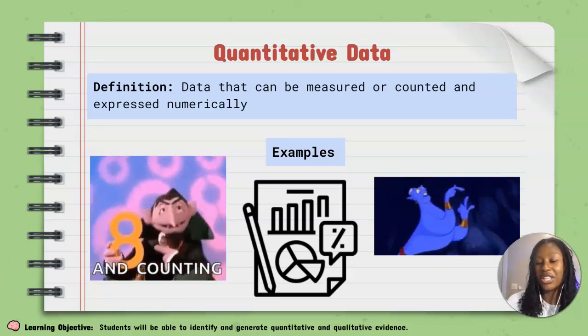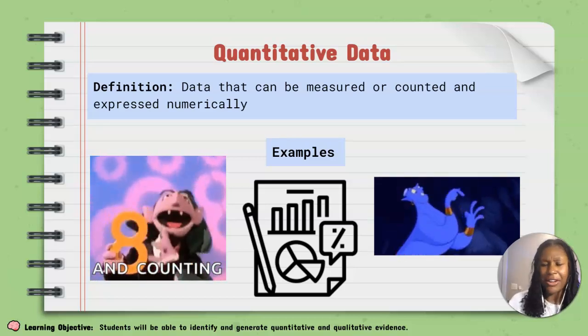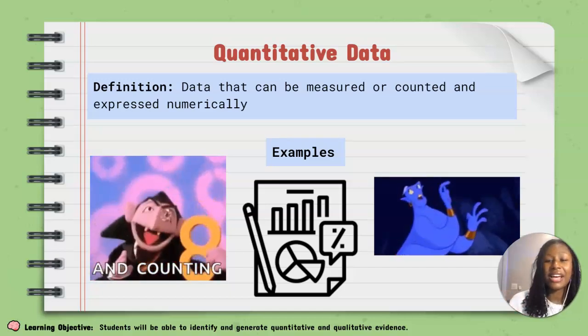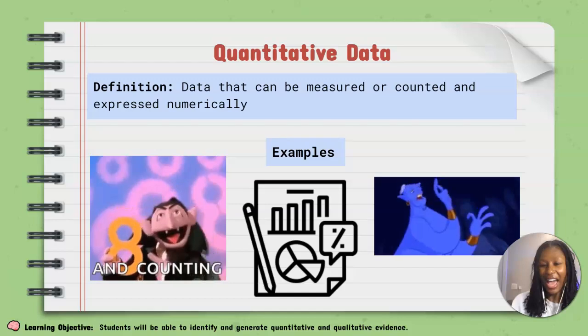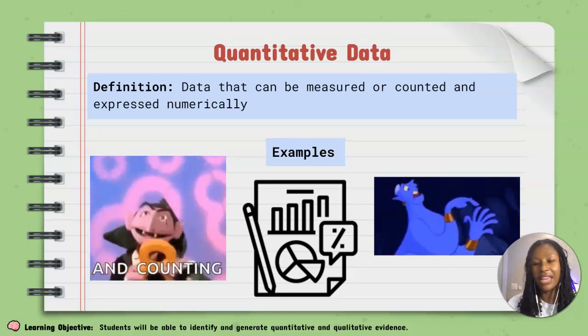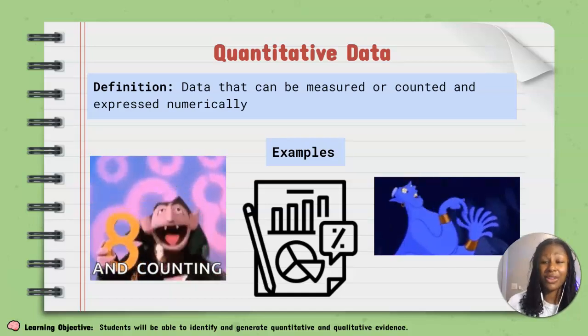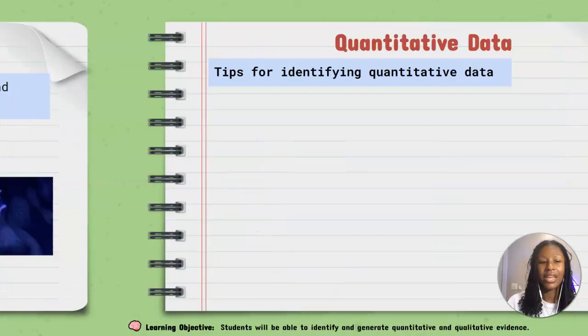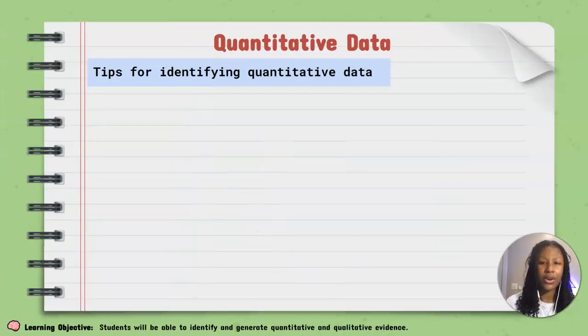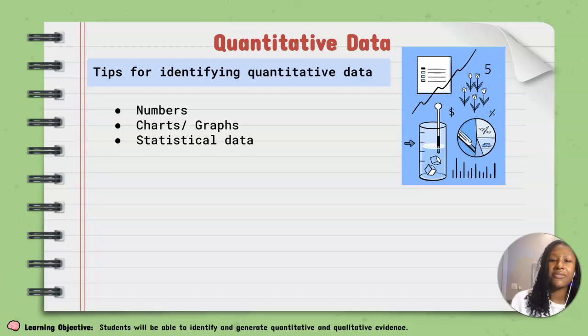On the other hand, with the genie from Aladdin, we can see that he has way more fingers on one hand than the average human. But in order to back up that claim, I could use quantitative evidence such as, in this clip, he has 10 fingers on one hand. So how do we generate quantitative data, or how do we identify it? Let's start with identifying. Easiest example is if you see numbers. Numbers are the number one signal that we're dealing with quantitative data. Quantitative data is also easily seen in charts or graphs or in statistics.